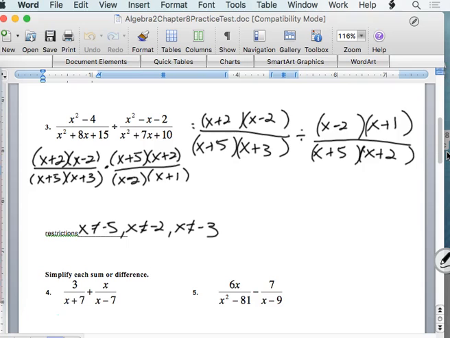New restrictions. New ones? Negative 1 and 2? Yep. Right here. Our new denominators. Whew. That's a lot of restrictions. But we've done all the flipping, so now we've seen them all. Now, what do we do?